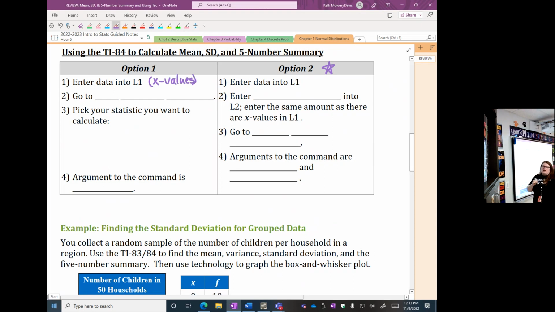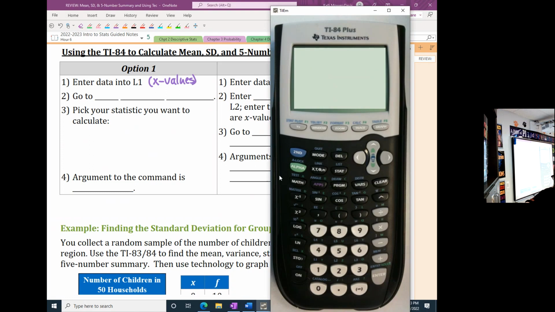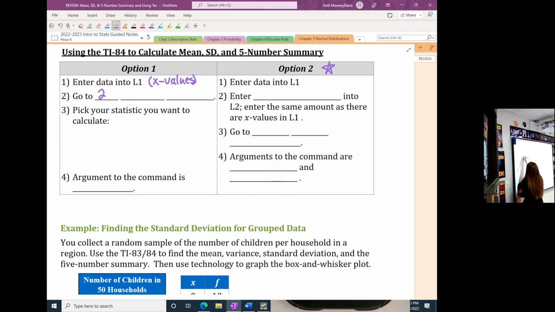Okay. All right, then we're going to go to, and I'm going to have to look at it first. We're going to go second stat and over to math. Let's fill that in. Second stat and then go to the math menu. You see lots of fun things down there?